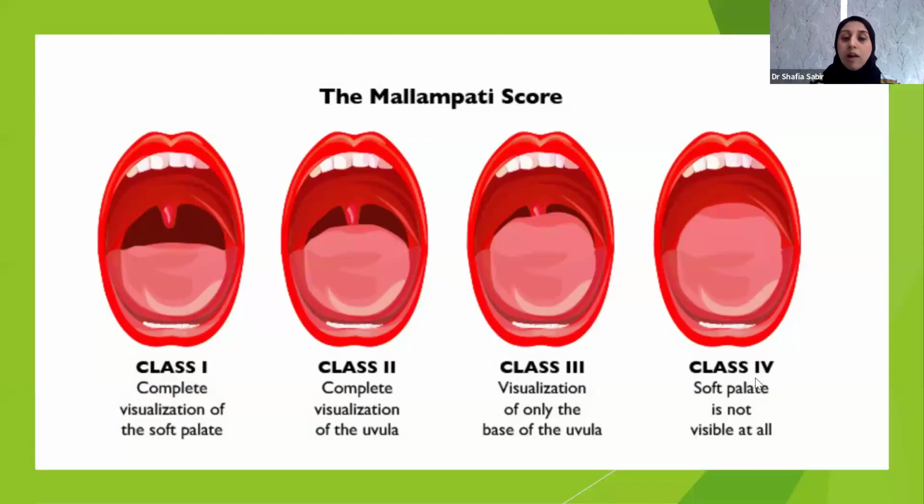Airway assessment scores. There are a few ways to assess airway, but this one's probably the most straightforward for people who are not actually medically trained. So we're looking at treating class 1 and class 2 patients. And this is just because we can see the whole of the back of the throat, the whole of the soft palate in class 1, and we can see up to the uvula in class 2.